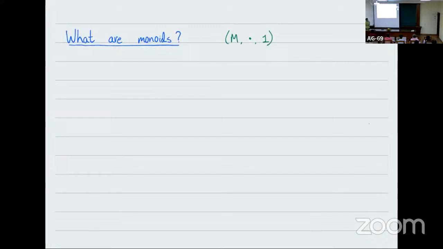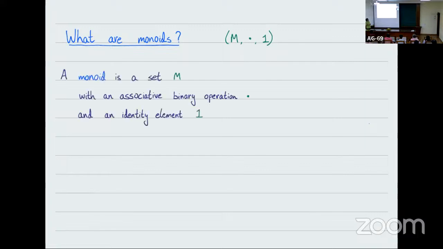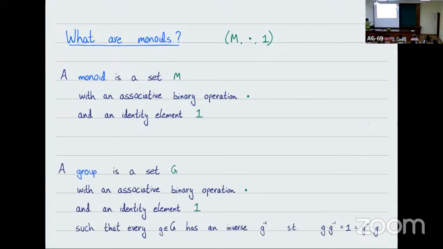So what are monoids? Monoids are structures that occur in abstract algebra. A monoid is a set M with an associative binary operation and an identity element. So it's like a group, but without the added condition that every element should have an inverse. Here I have a definition of a group. If you relax the final condition that every element should have an inverse, then you obtain a monoid. So every group is a monoid.